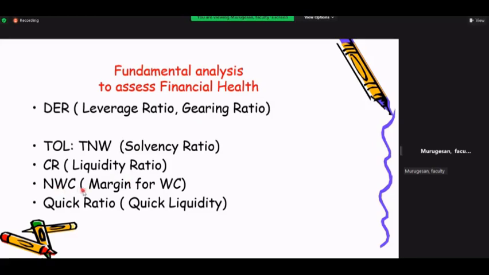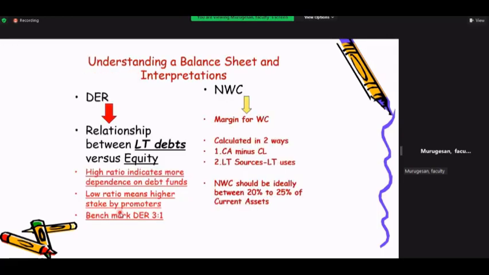What is NWC? CA minus CL. It's not a ratio. It is an expression of quantum. Now next one, quick ratio. What is quick ratio? Quick assets divided by quick liability. Also called acid test ratio. Note down. The name is not given, I will add it. Quick ratio, also called acid test ratio. Note down. Agreed. Now, these are the 5.